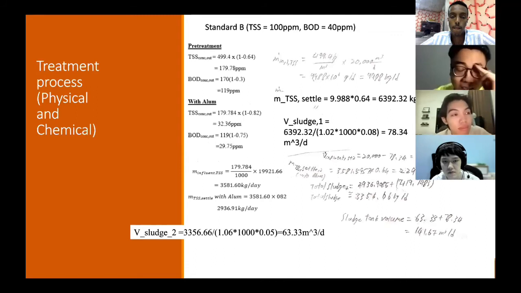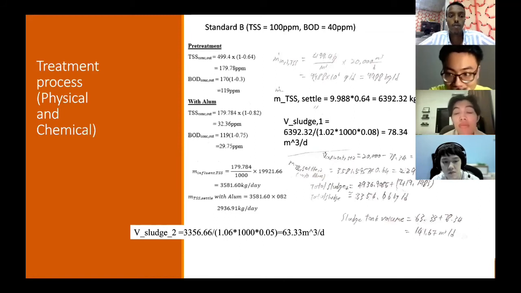I would say that the chemical treatment process complies with Standard B, which states that the TSS can be 100 ppm at maximum and the BOD can be 40 ppm at most. So it is shown that at the end of the day, the TSS is 32.36 ppm, while the BOD is 29.75 ppm.